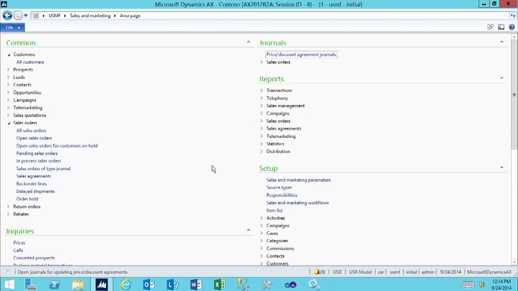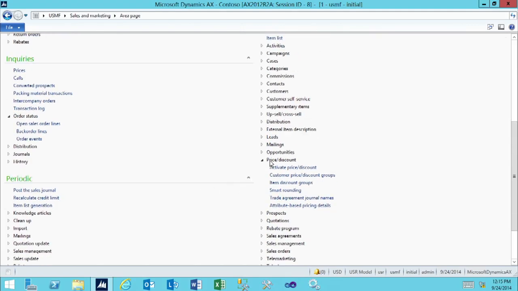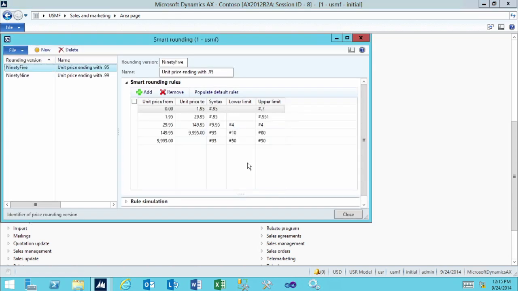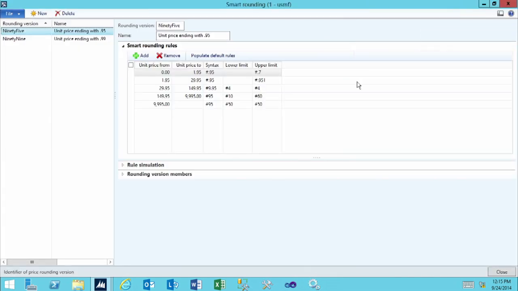You can apply smart rounding after a bulk adjustment by using the smart rounding form. It's found in Sales and Marketing, and then Setup, and then Price Discount, and then Smart Rounding. You'll notice that I have two smart rounding rules already set up. The first one is based on prices ending with 95, and the second one is based on prices ending with 99. I'll maximize this form so we can see the details.